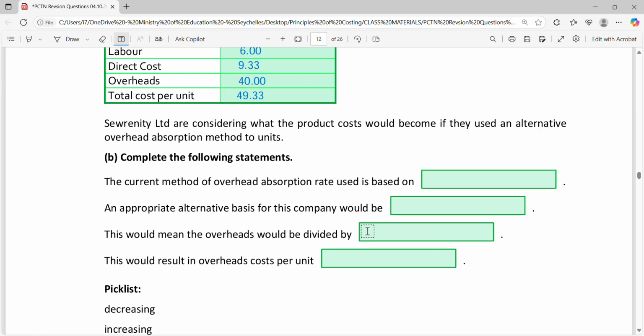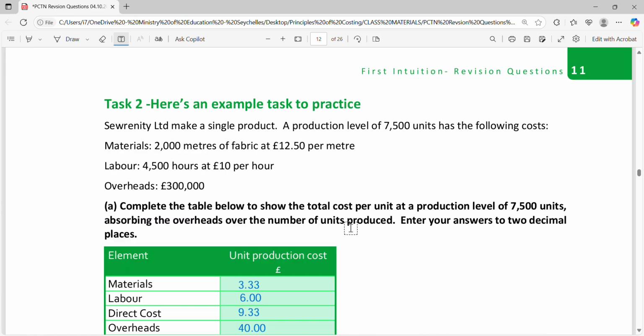Part B of the question says, Serenity Limited are considering what the product cost would become if they used an alternative overhead absorption method to units. Now remember, the overhead absorption method that they have used here is the number of units, which is the 7,500 units. Now when it comes to the basis of absorption, at the level that you are doing in principles of costing, you'll only see 3.